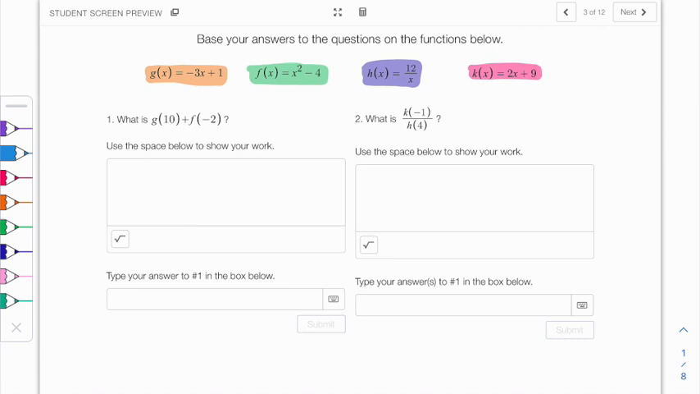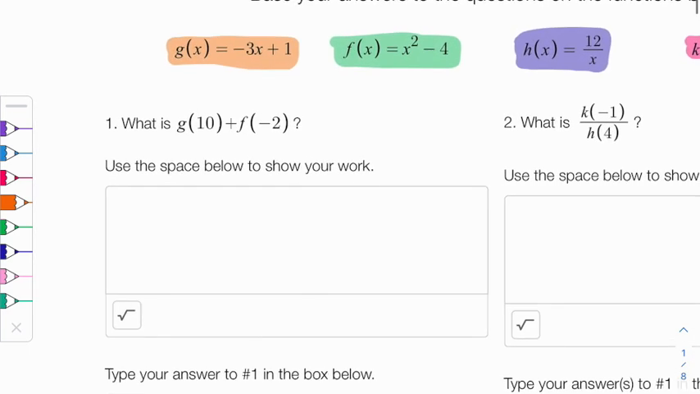All right. So number 1 says, what is g of 10 plus f of negative 2? First thing I'm going to do, I color-coded all of my functions up at the top. g of x is my orange one, so I'm going to find g of 10. g of 10 means I'm going to put 10 in for the x, and I'm going to simplify. So negative 29.